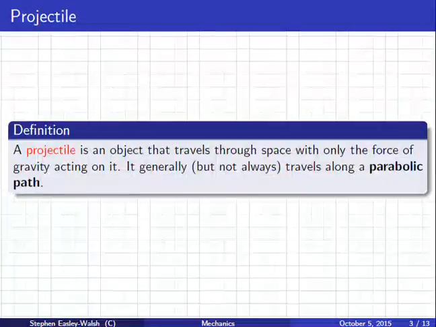So a projectile is an object that travels through space with only one force on it, the force of gravity. And the path it takes in space is what's called parabolic. So the shape will look like this. You see, it'll kind of move in this hill shape. But you know this, if I throw something to you, it will move like a hill shape in the air. But in space, it doesn't. It's not that way, right?